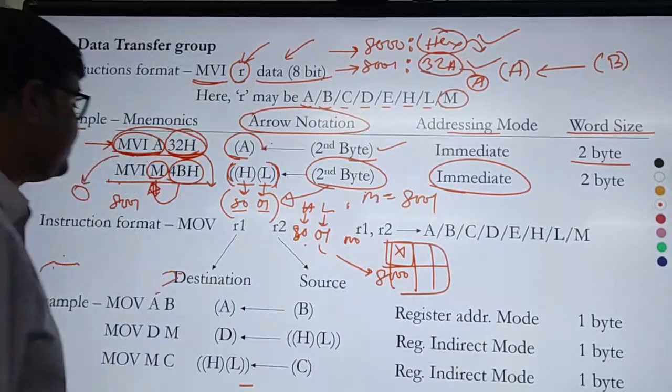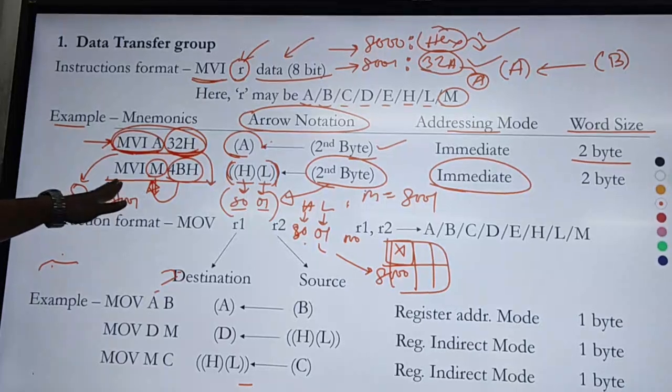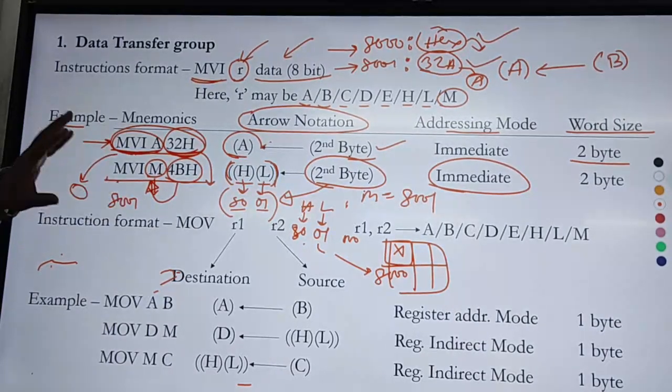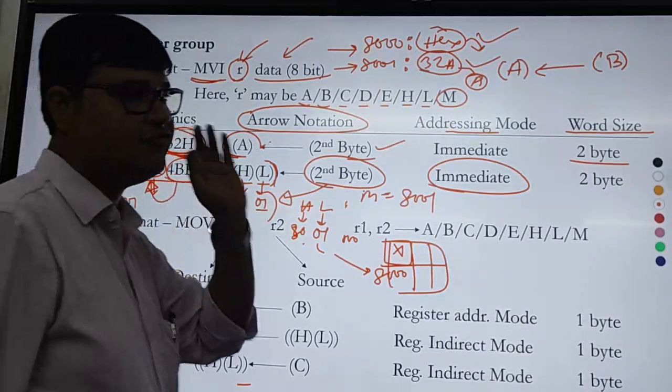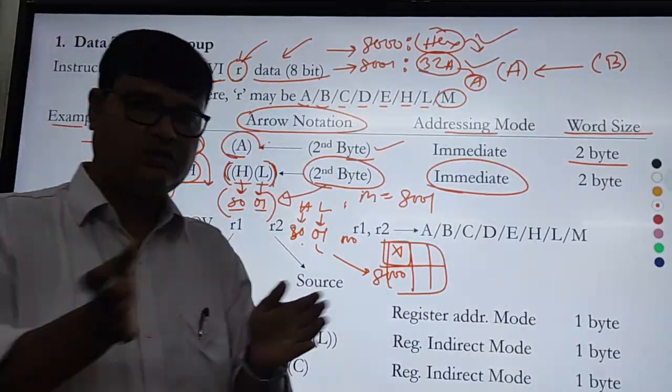Because immediately we can store the data into the memory in that case. So it is the MVI. Actually, addressing mode defines how we can find a particular data. Say we are going to store a particular data into the accumulator.